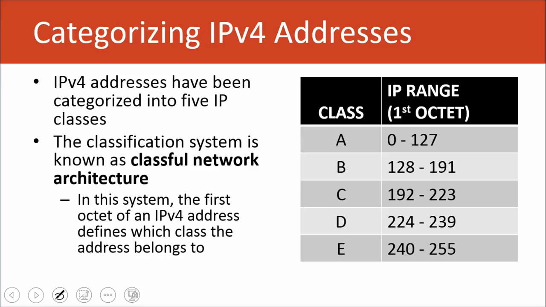All right, so let's go on. Let's talk about IPv4 address categories. There are 5, and they've been categorized into 5 different classes, right? The classification system is called classful addressing or classful network architecture. And in this system, the first octet of an IPv4 address defines which class the address belongs to. So if the first octet is in the range of 0 to 127, then it belongs to class A. If it's in the range of 128 to 191, then it's in class B, and so on and so on.